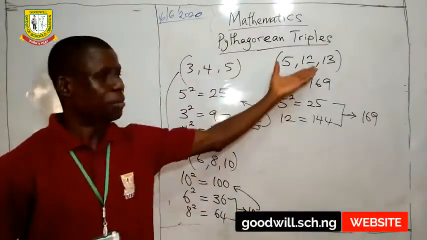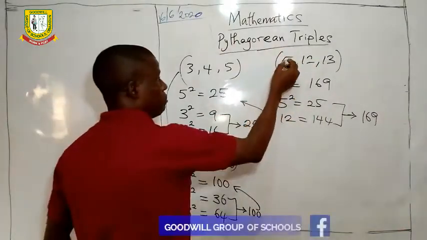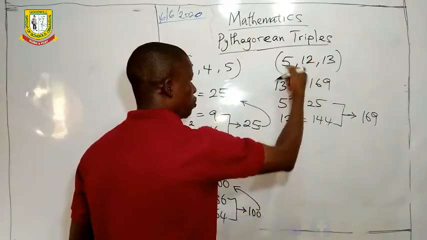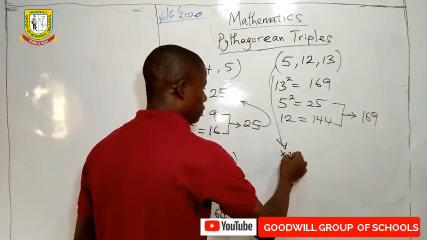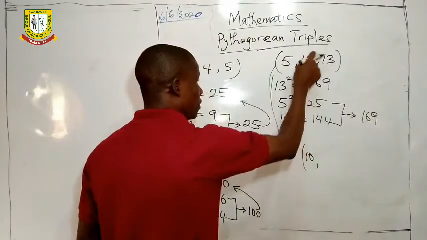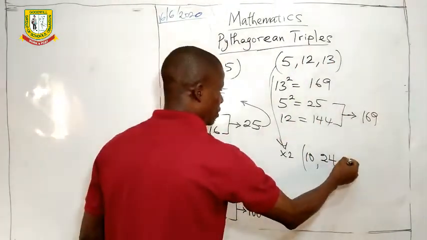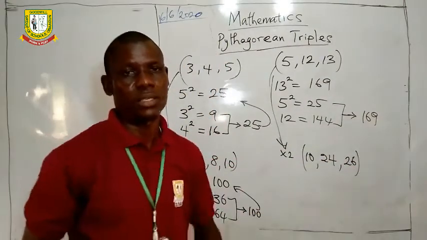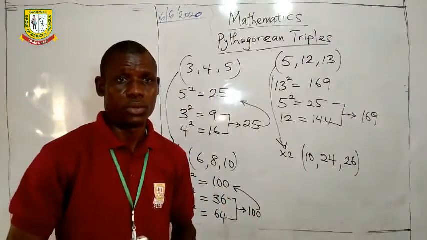The same thing is applicable to this. If we multiply by the same factor all through, here multiplying by 2 should give us 10, 24 and 26. So 10, 24, and 26 also form a Pythagorean triple for us.